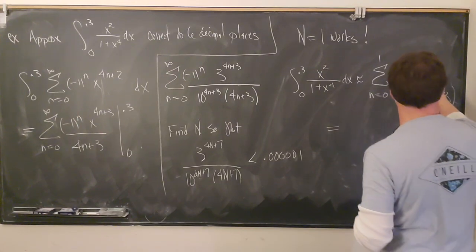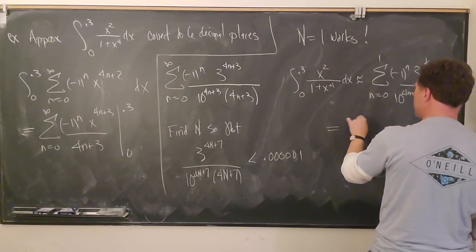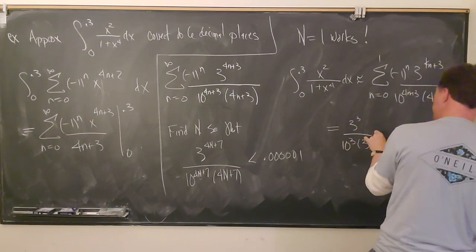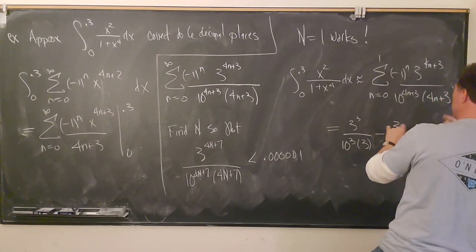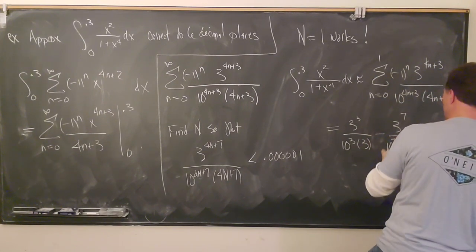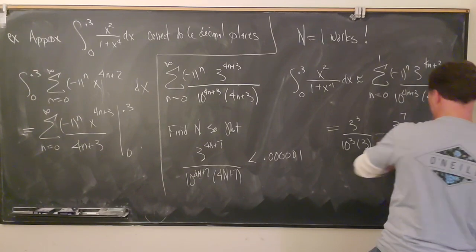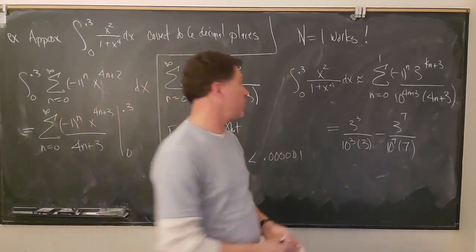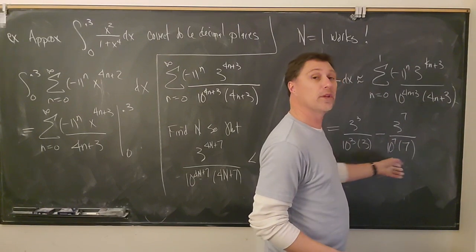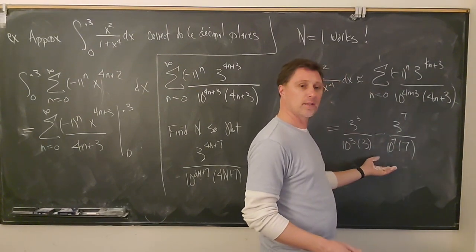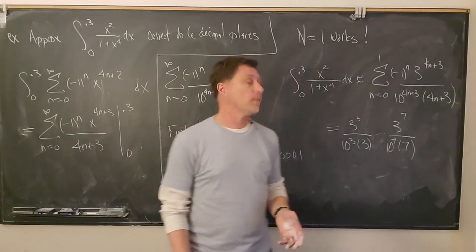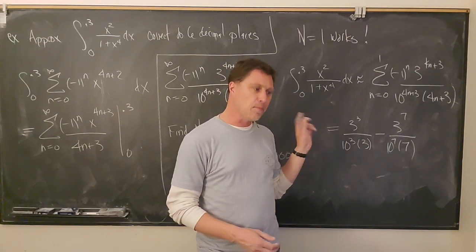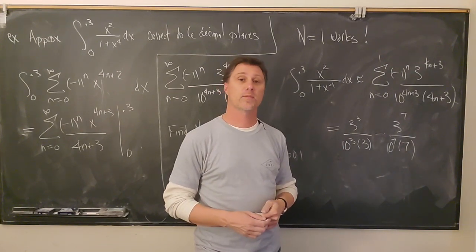Let's see, when n equals 0, I would have 3 cubed over 10 cubed times 3, minus 3 to the 7th over 10 to the 7th times 7. It looks like I didn't actually work this out, but by just subtracting these fractions, you'll get an extremely good approximation to this definite integral. And that's all it takes, the 0th term and the 1st term. So I find this amazing. Hopefully you do also. And we will definitely see more of this as we go on in the study of power series. So we'll see you next time.